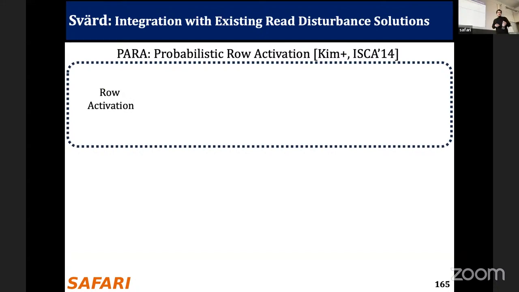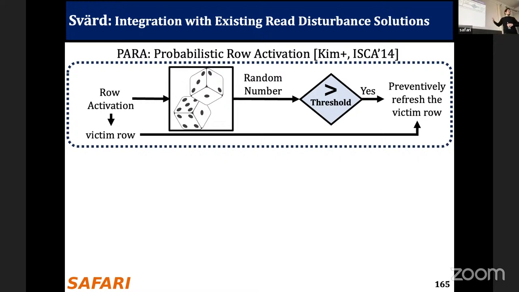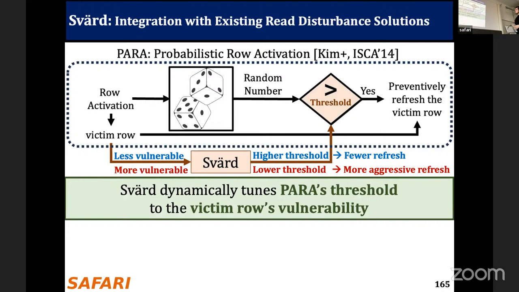And then in SVARD, we integrate this observation with an existing RowHammer defense mechanism. I will describe this over PARA first. So you already remember PARA, you just throw the dice, generate a number, and if that's bigger than a certain threshold that you determined before, this row activation you count as an aggressor row activation, and preventively refresh its victims. Now in SVARD, you have a threshold that differs per row. Less vulnerable rows, you can apply a higher threshold, so you can perform the preventive refresh of their victims less frequently, and vice versa. And then you dynamically tune the threshold to the victim row's vulnerability.